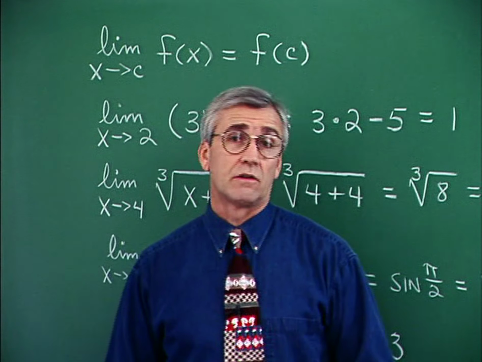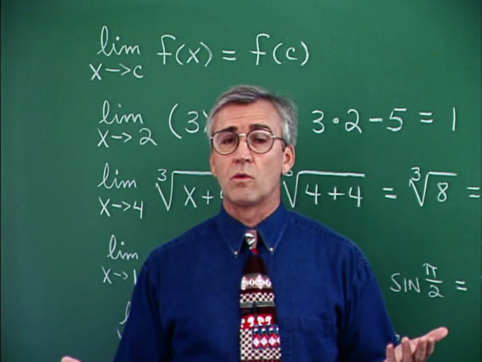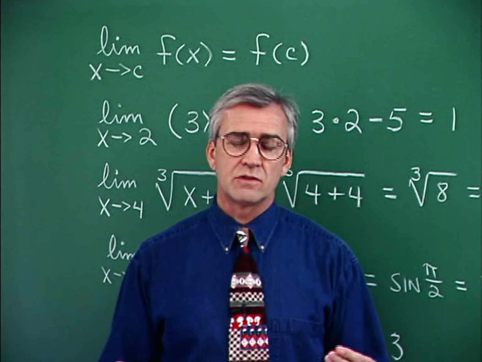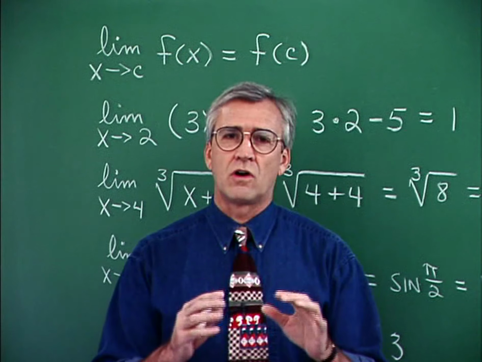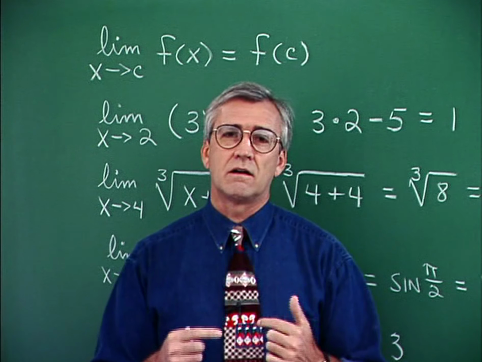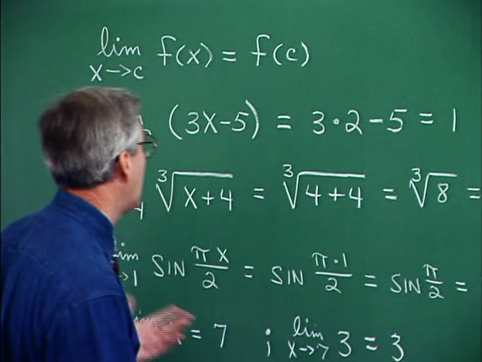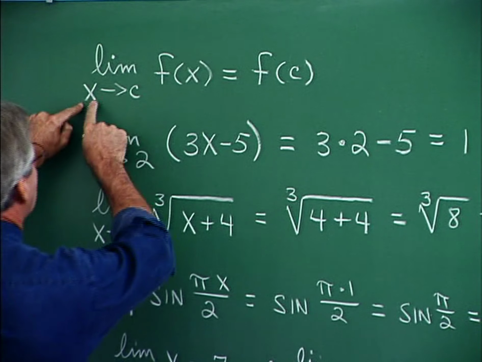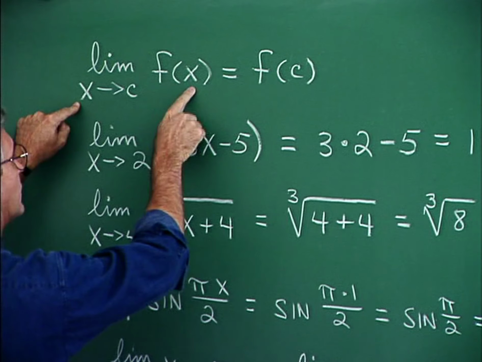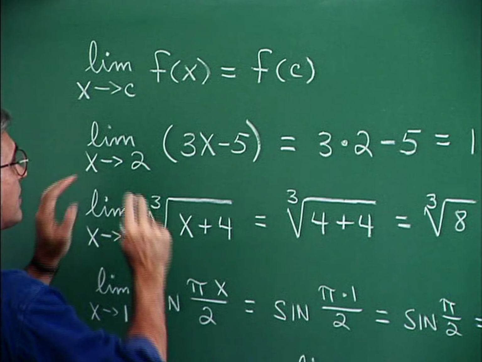In this section, we're going to look further at ways to evaluate limits, and it turns out that a lot of what we're going to talk about is really easy because often functions are continuous at the target point, and all it is a matter of taking f of the target point. Symbolically it goes like this: the limit as x approaches c of a function is just f of c, if the function is continuous at that point.